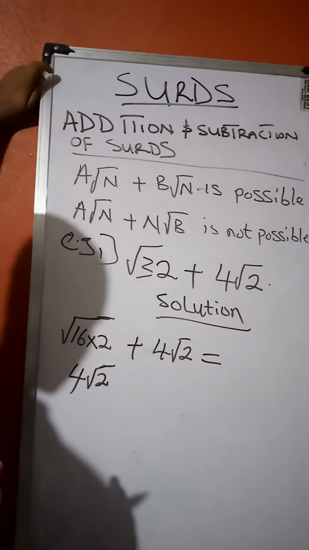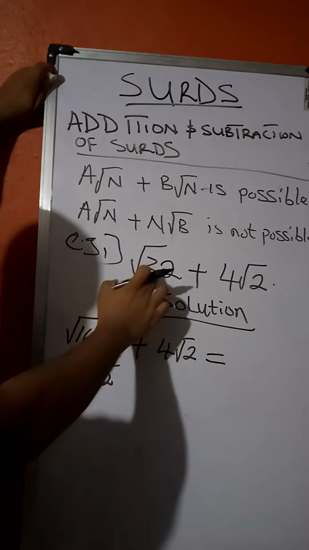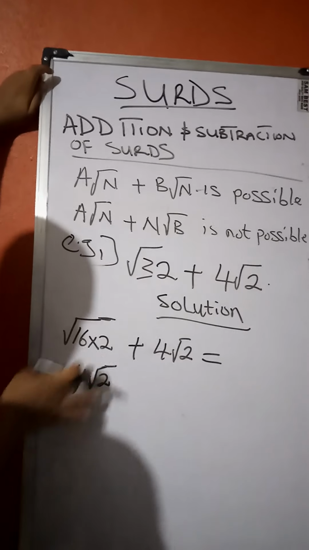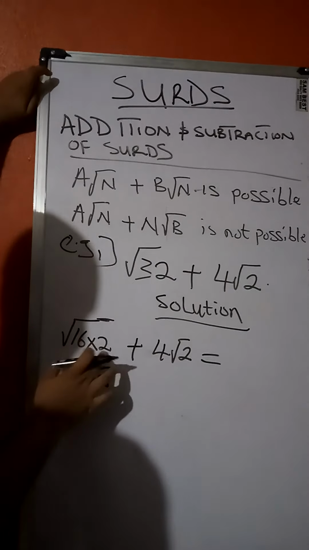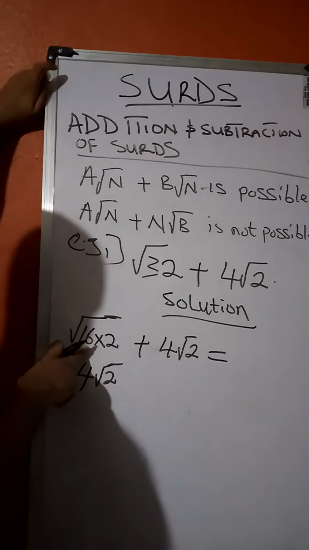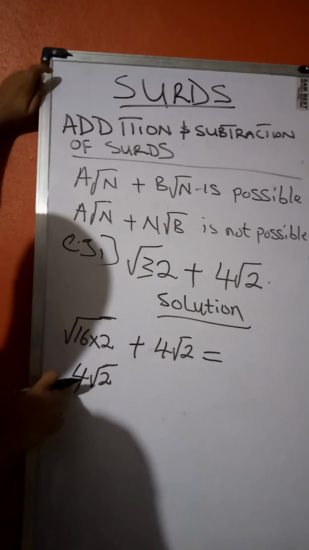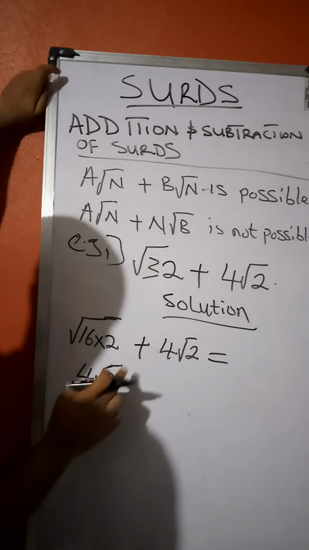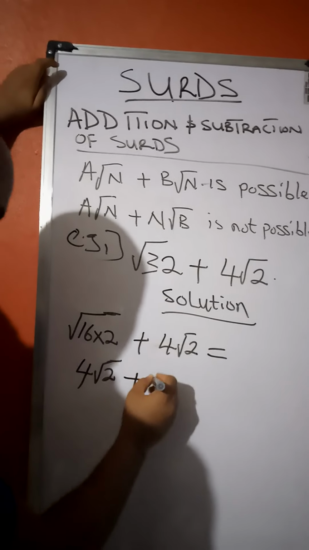I hope you understand this process. 16 times 2 is this 32. This is the 4 root 2. So I've not changed the question. I only reduced 32 to 16 times 2. Now the square root of 16, because 16 is a perfect square, the square root of 16 is 4, which is what I brought outside the root. Then I'm having root 2, because I don't know it.